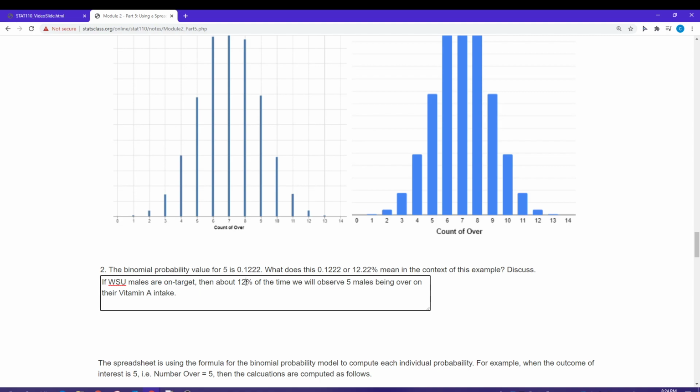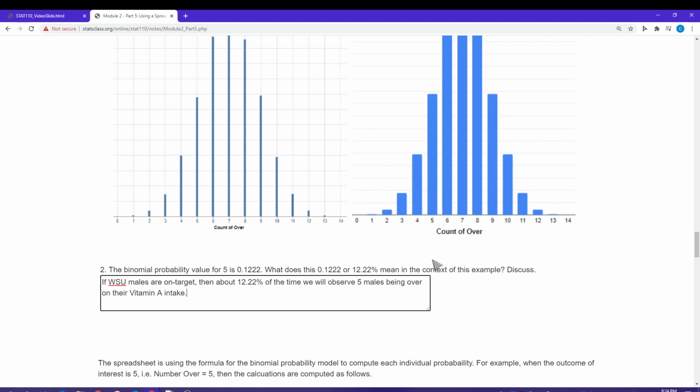Or if we want to be real exact, 12.22. So again, this is when the reference distribution was built under on target. So we need to include that. That's going to happen about 12% of the time.